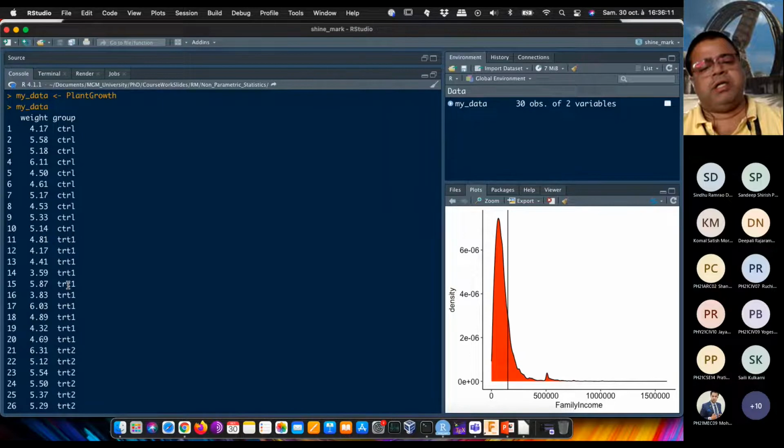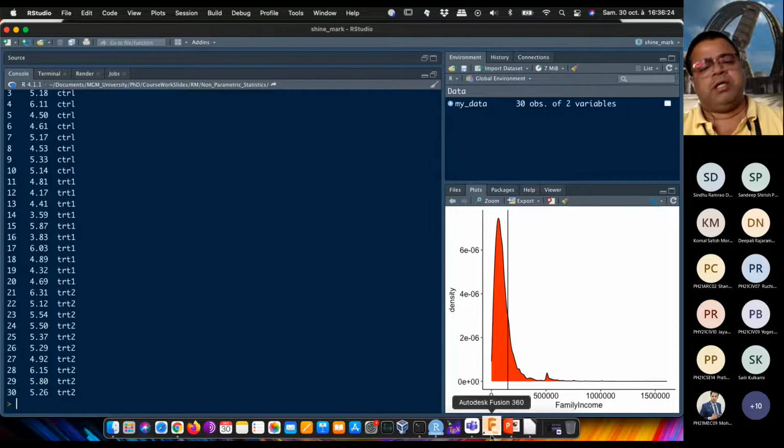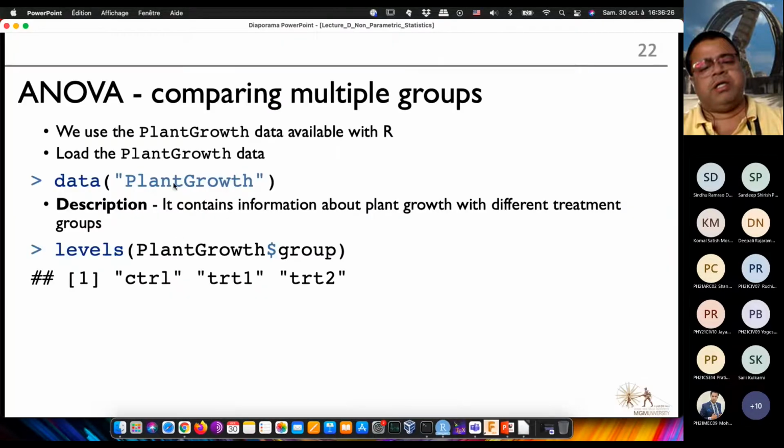In this particular test, we have to assume that the variances must be equal. ये हमको assume करके चलना पड़ता है. ये बड़ा दिक्कत वाला काम है. So anyway, let us go. This is how the data looks like, and what we have to do here is now see.